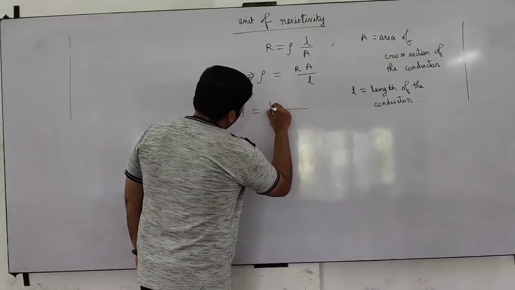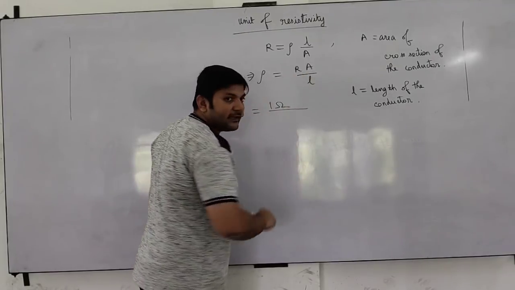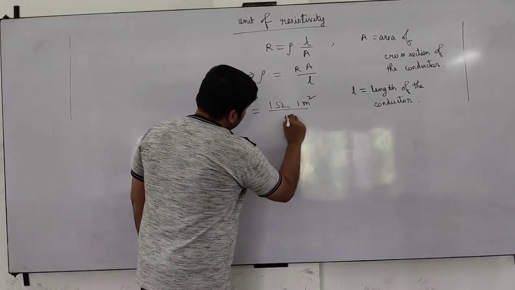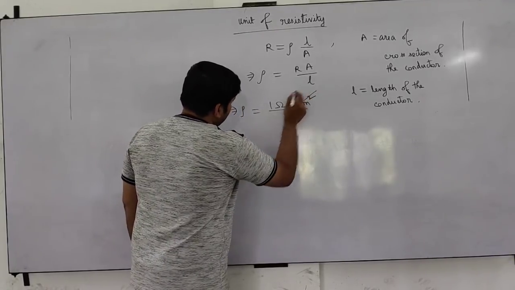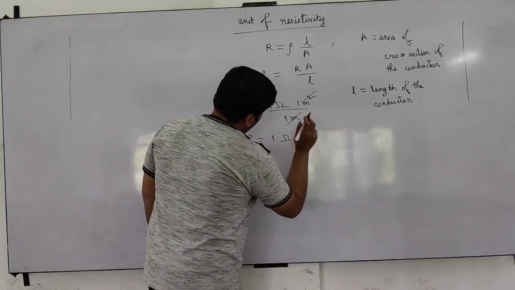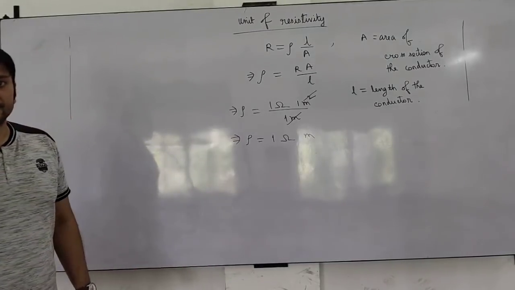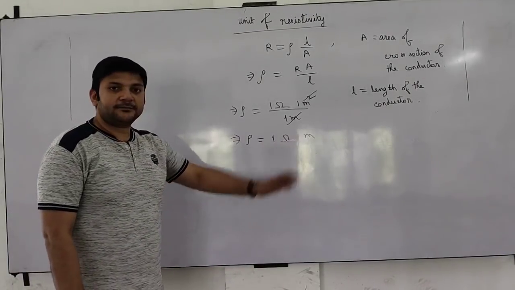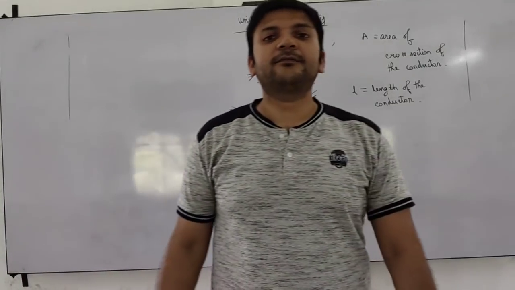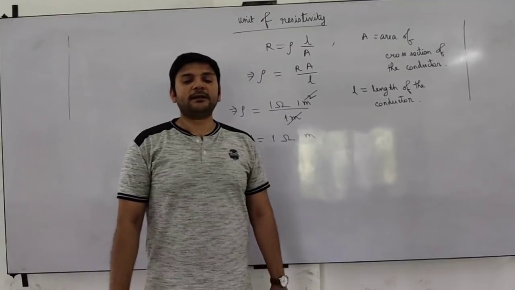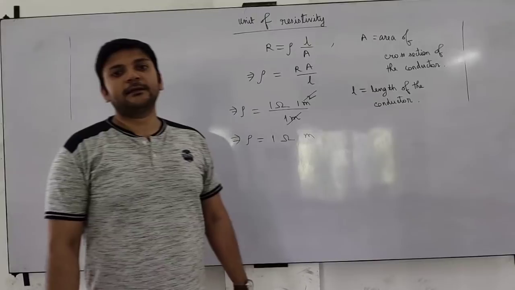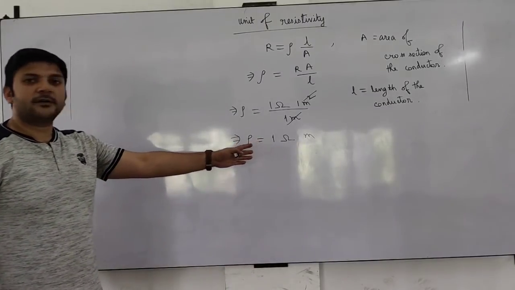You see, this is 1 ohm, area is meter square, so it will be 1 meter square, and length will be 1 meter. So it will ultimately be 1 ohm meter. It is the SI unit of resistivity. Okay?